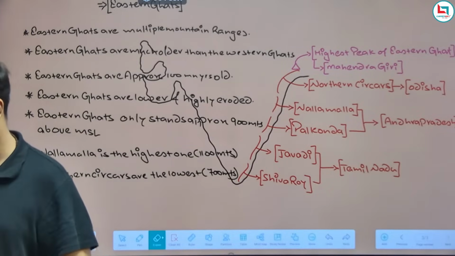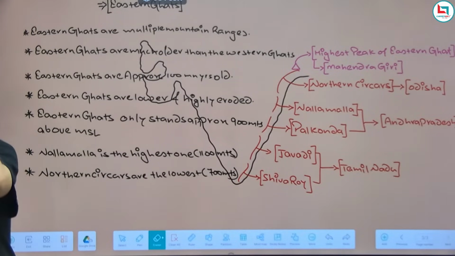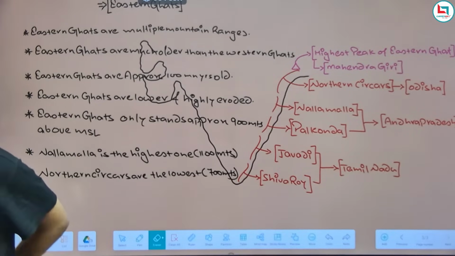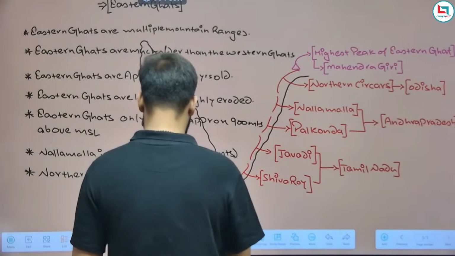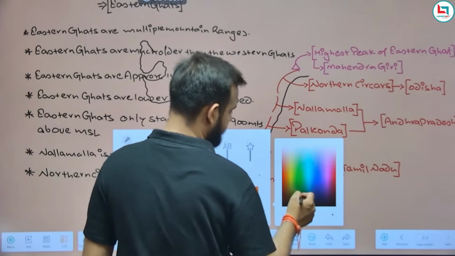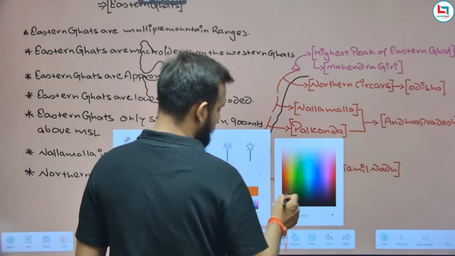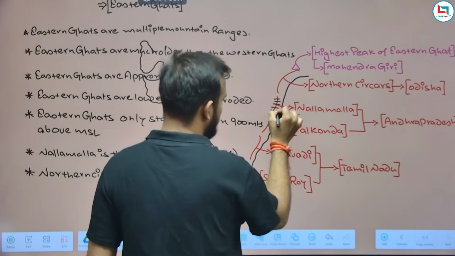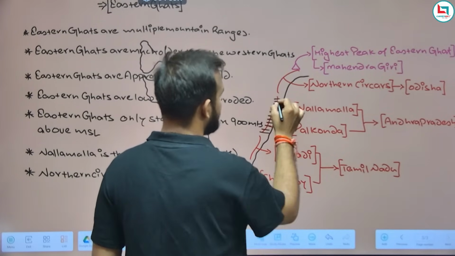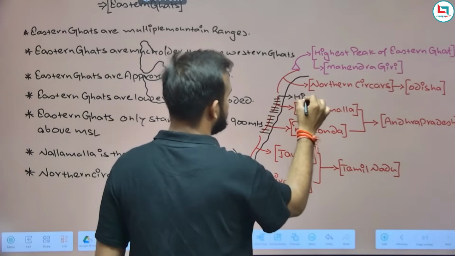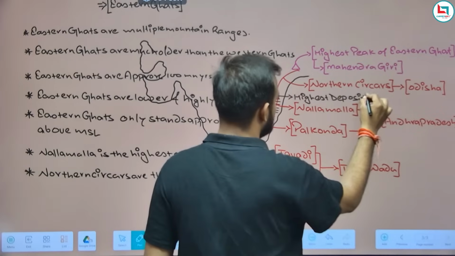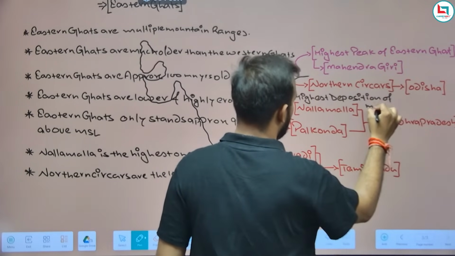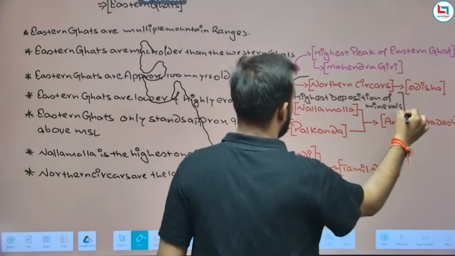Now, guys, after this, when we talk about Nalla Malla and Palakonda, the highest amount of mineral deposition is found in both the mountain ranges. Highest deposit of minerals in both the mountain ranges.